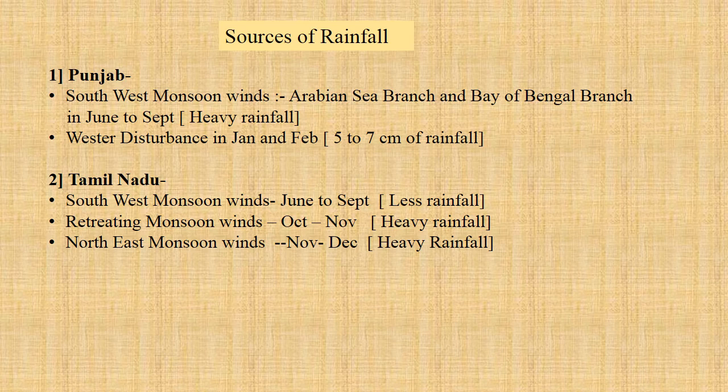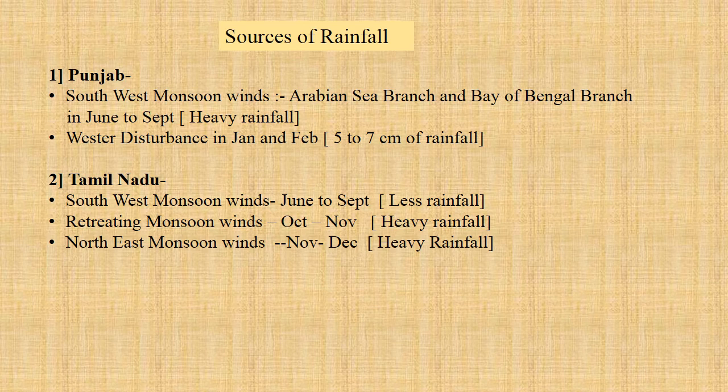What are the sources of rainfall in Punjab and Tamil Nadu? Punjab has the source of southwest monsoon winds, that is Arabian Sea branch and Bay of Bengal branch. They give heavy rainfall to Punjab from June to September, and western disturbance in Jan and Feb gives 5 to 7 centimeters of rainfall to Punjab, which is helpful for wheat and barley cultivation in winter season.